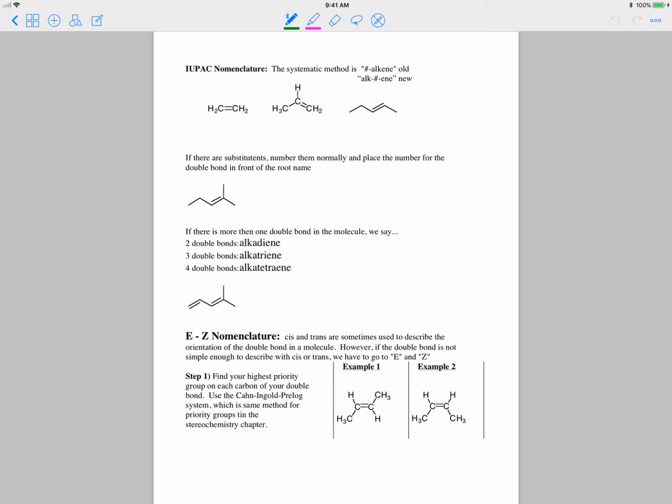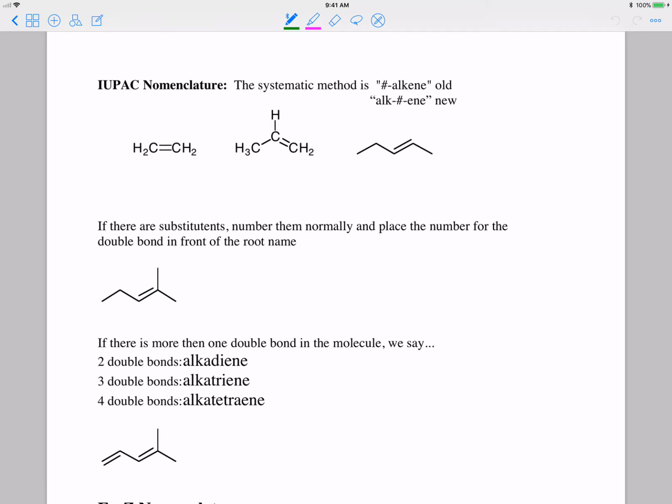This will be Chapter 7, page 2. Now, in page 1, we looked at a couple of common names for compounds, but most of the time we don't use the common names, we use the IUPAC names. So let's go ahead and go over the IUPAC methods. There's an old and a new way of doing it.